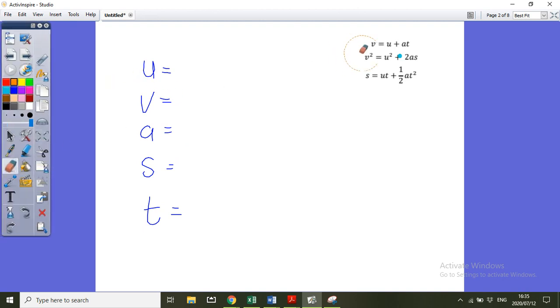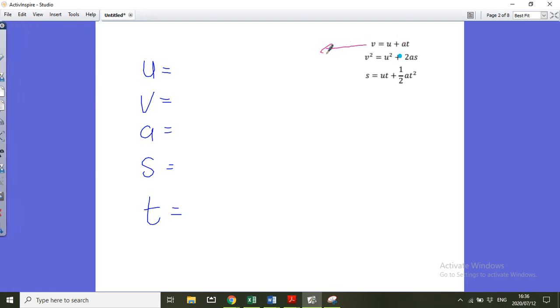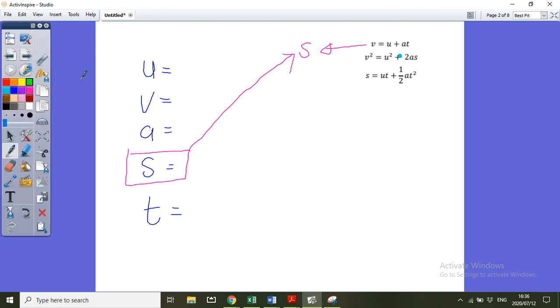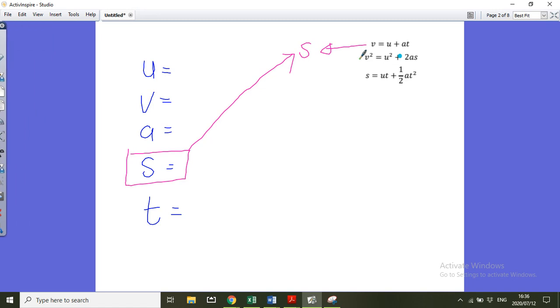Now for these equations, what you will see is in the first equation, V equals U plus AT, there's one variable that is not there. So that is what I want you to look out for. Which variable is not there? If you look at this equation, there is no S there. So if you go and write down all your information and you have no S and it's also not what you're trying to work out, then it leads you to this equation. V is U plus AT. I'm going to show you now in the example what I mean. In this equation, there is no T.